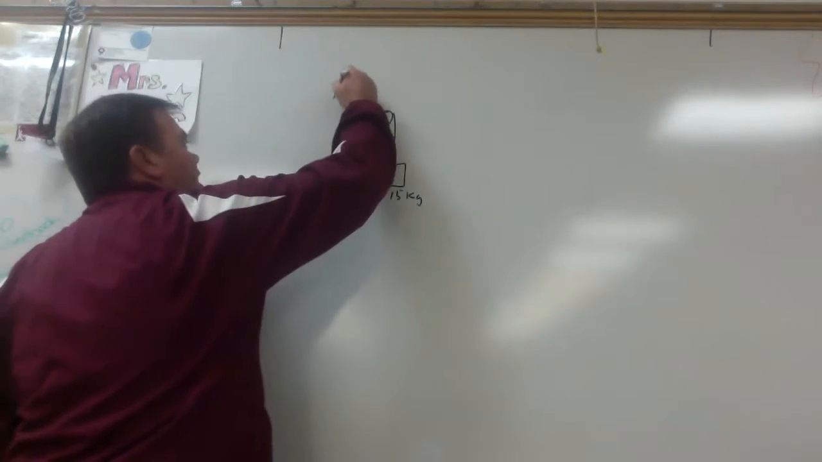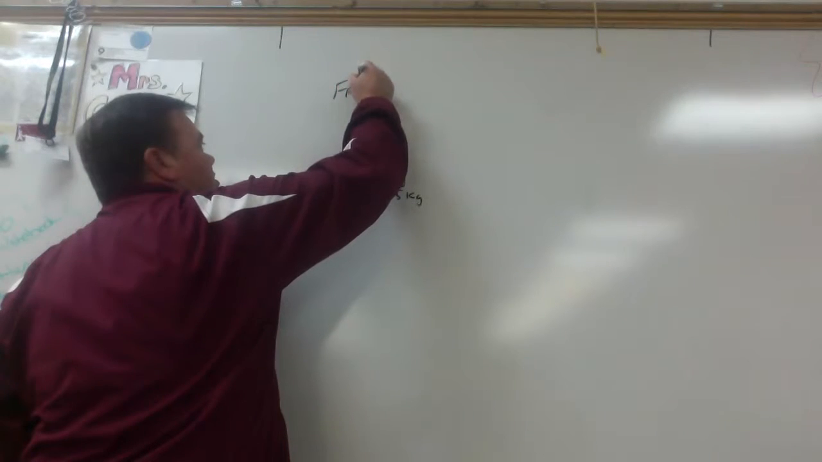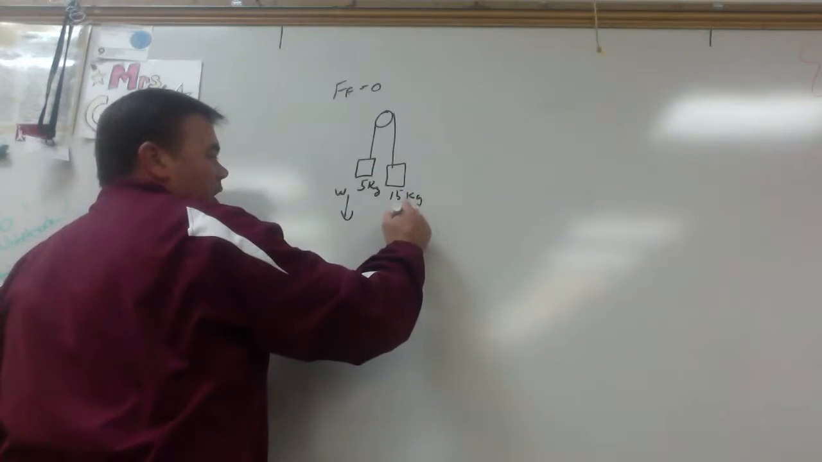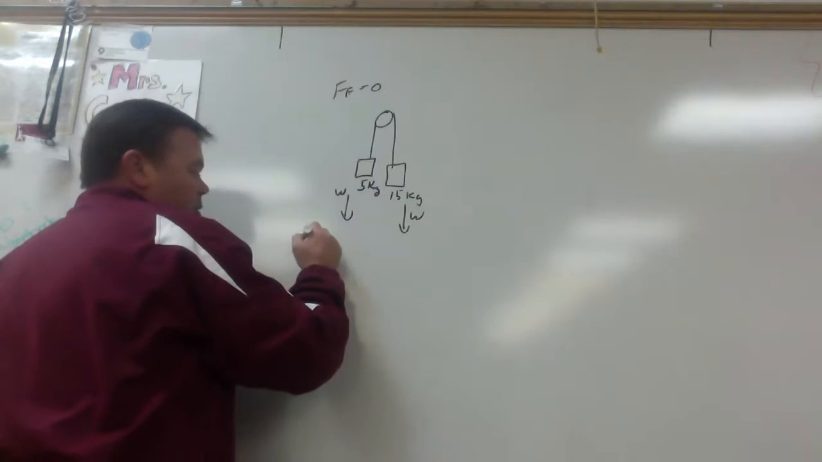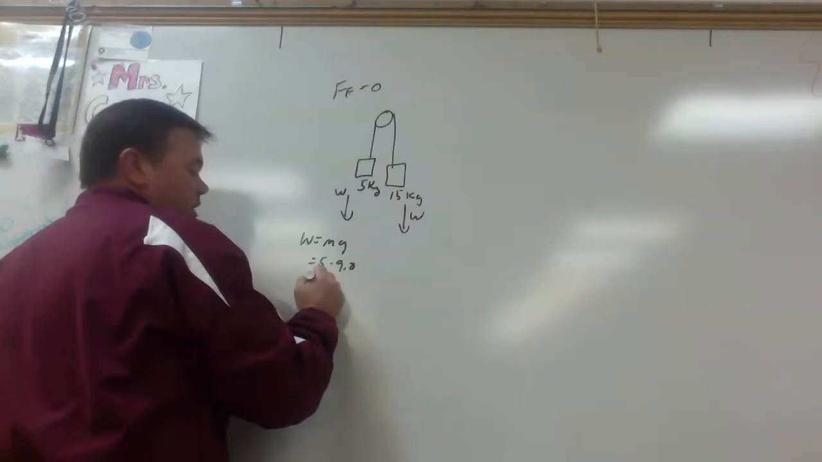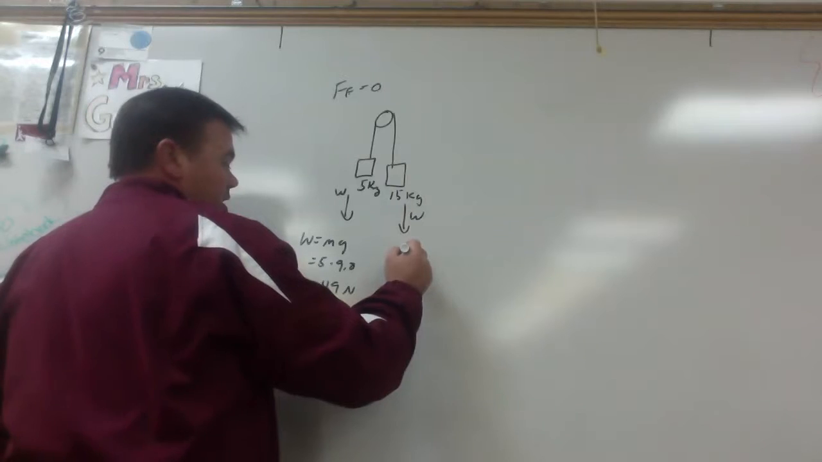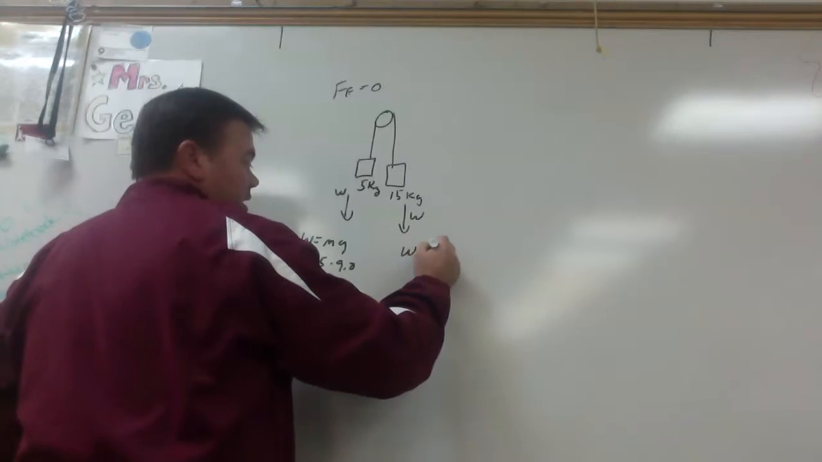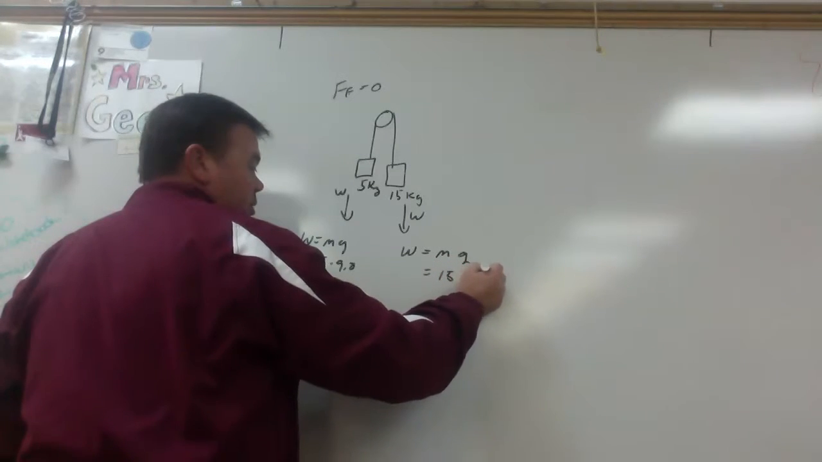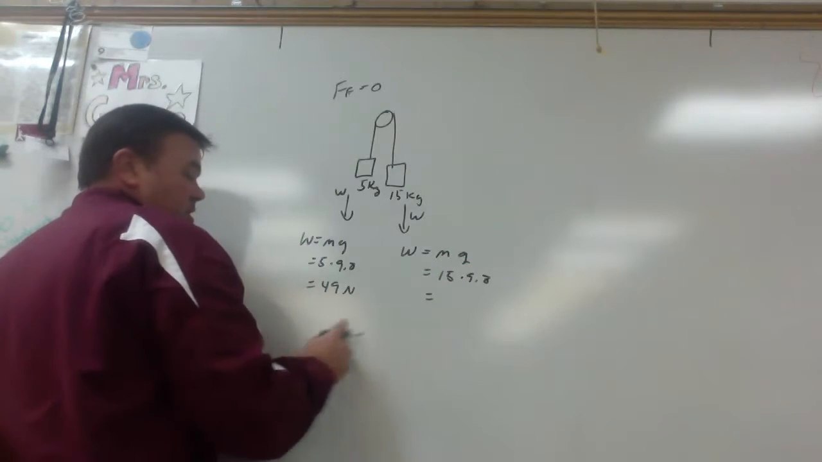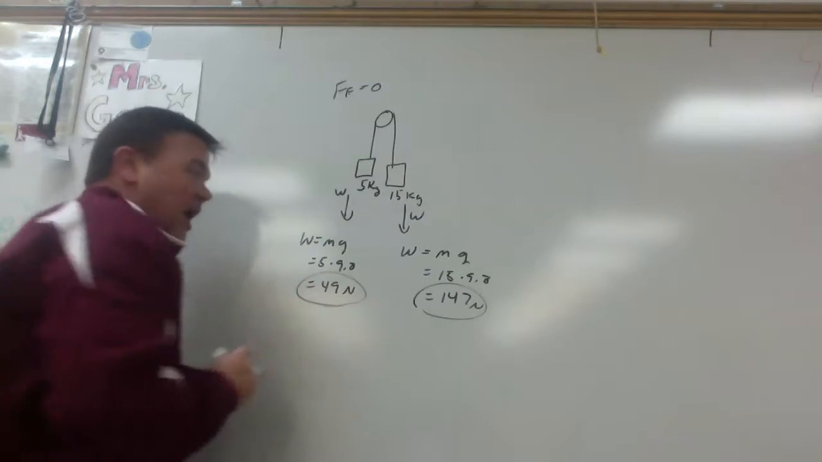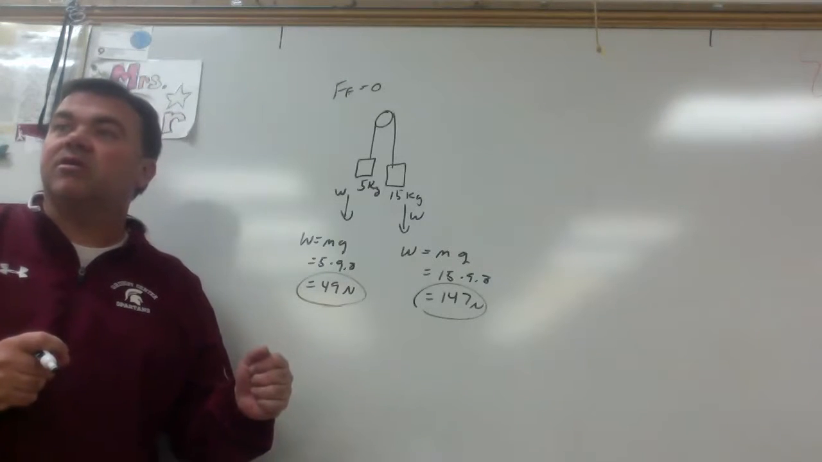So we know that FF is 0 because it said frictionless. So basically we've got some weight here and we've got some weight here. On this side, weight is mass times gravity, 5 times 9.8, which is 49. And over here, weight is mass times gravity, and that's 15 times 9.8, which is 147.